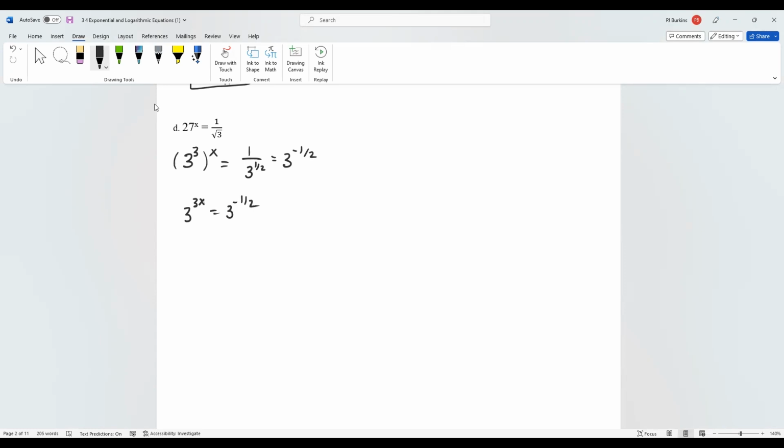Again, once we have same base, we can drop the bases. So we get 3x equals minus 1/2. And then just divide both sides by 3. So I get x equals minus 1/6. If you're unsure about that, right? This is minus 1/2 divided by 3, or times 1 over 3. Right? Think of it as 3 over 1 here, and then you can flip and multiply. So it looks like x is -1/6 gets us the same.